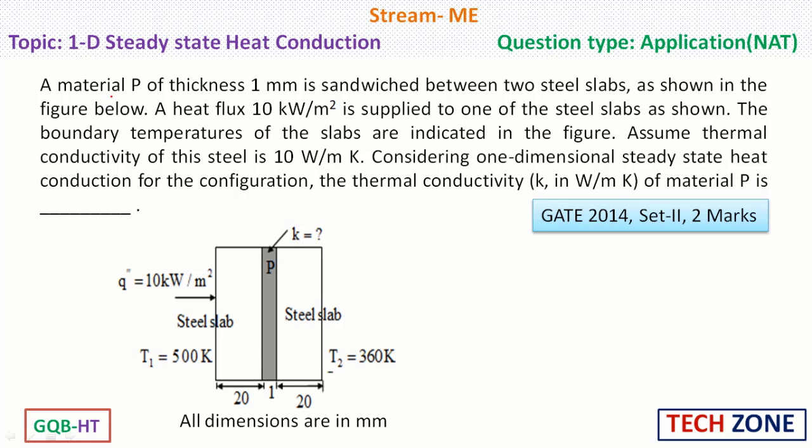Here is the question. A material P of thickness 1 mm is sandwiched between two steel slabs as shown in the figure below. A heat flux of 10 kW per meter square is supplied to one of the steel slabs as shown. The boundary temperatures of the slabs are indicated in the figure. Assume thermal conductivity of this steel is 10 watt per meter Kelvin. Considering one-dimensional steady-state heat conduction for the configuration, the thermal conductivity K in watt per meter Kelvin of material P is.